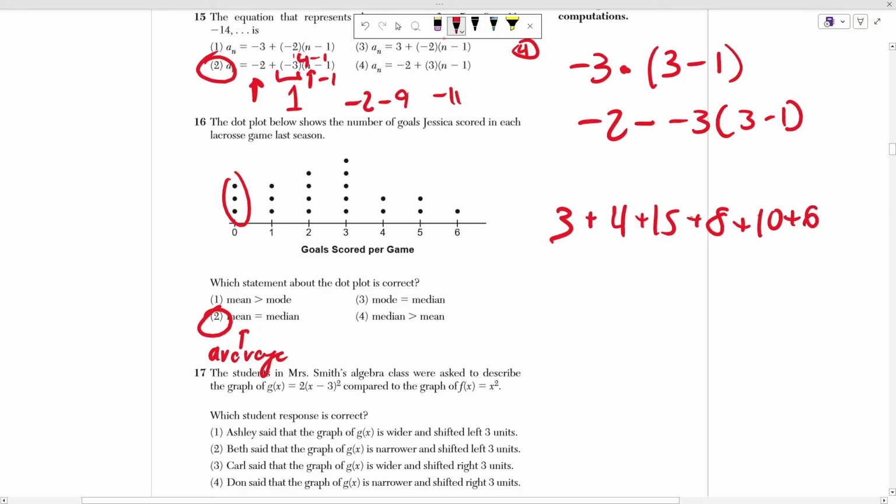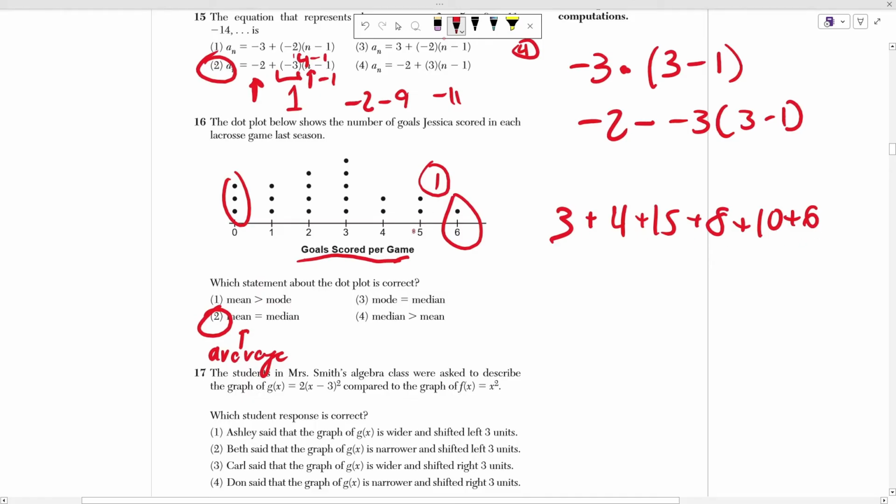10, and 6, right? So you're not adding the amount of dots here. You're not saying 3 plus 3 plus 4. This is the number of goals she scored per game. So in one game, she scored 6 goals. So the average number of goals isn't going to be the 1. It's going to be 6. You're going to have to add the 6.